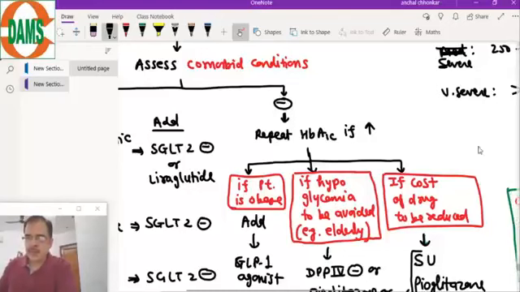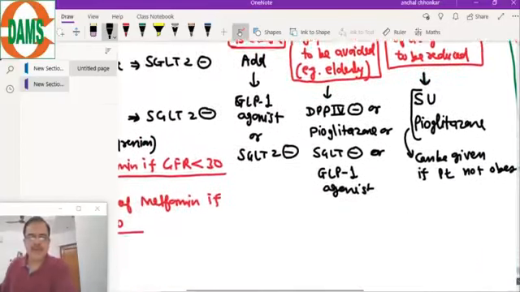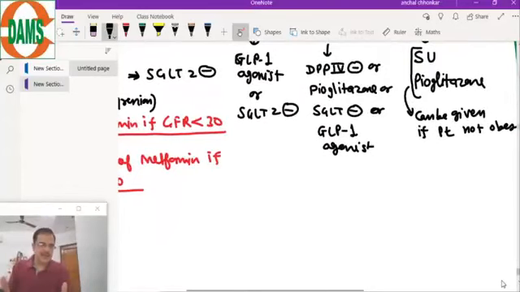Now, even if sugars are not controlled, then what to do? We keep on adding the drugs from different classes. So then comes the role of insulin.